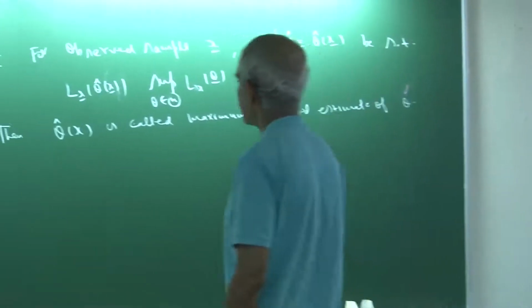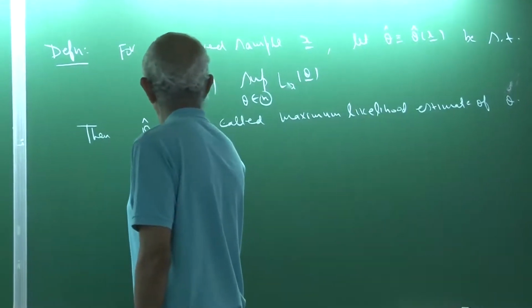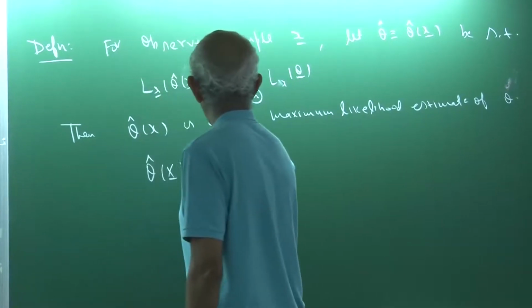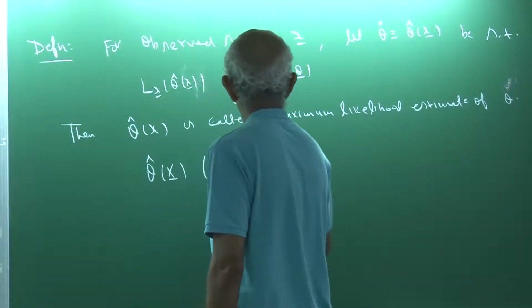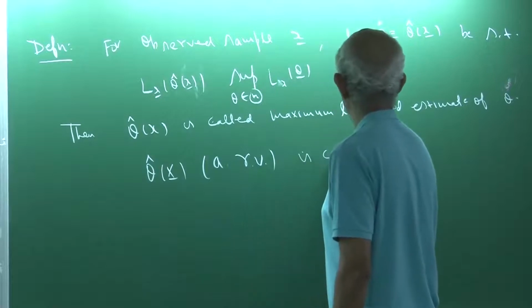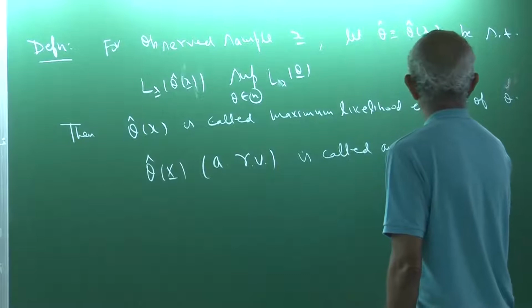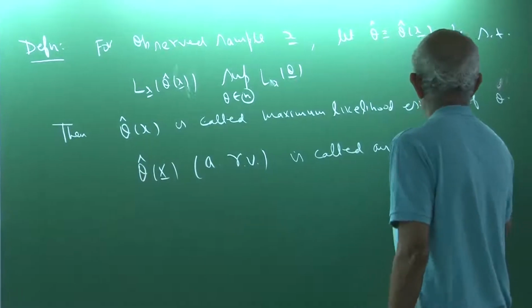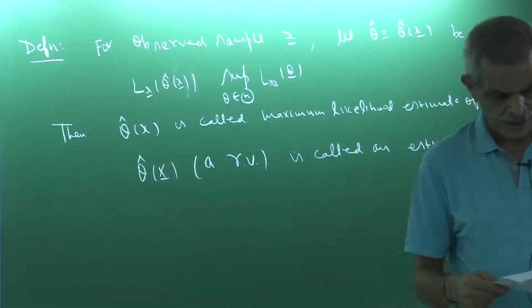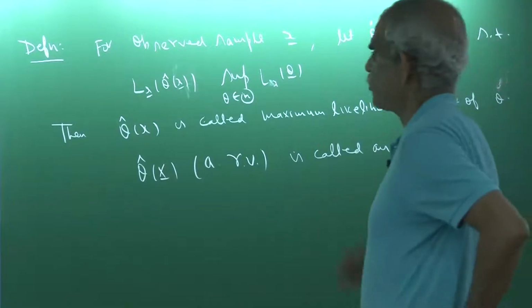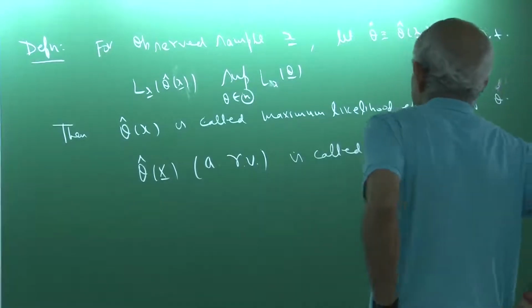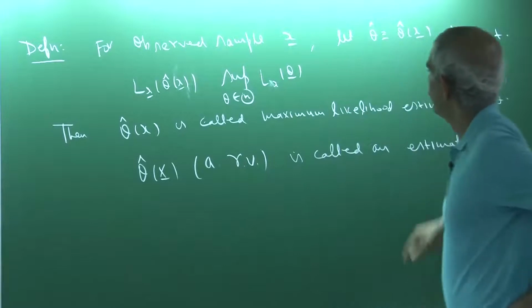So theta hat of X, which is a random variable, is called an estimator. So this is the definition of a maximum likelihood estimator.